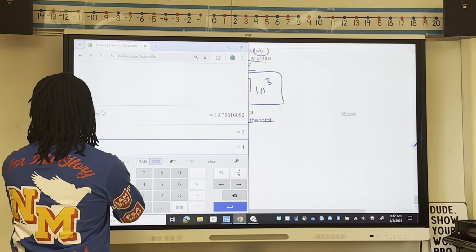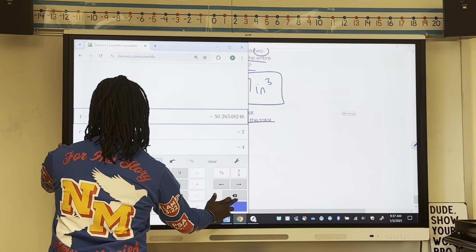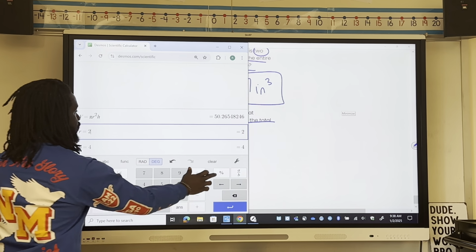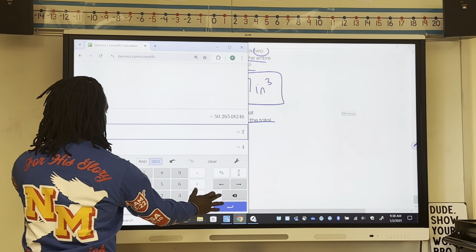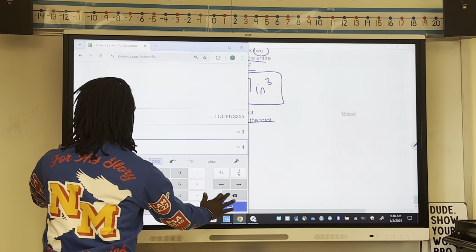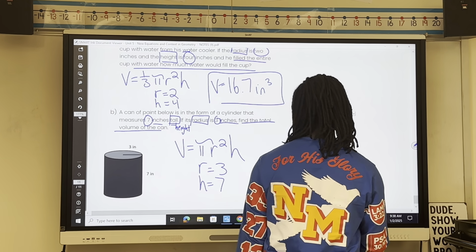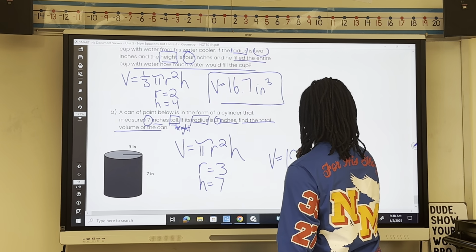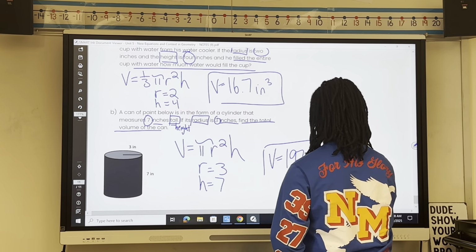Tell Desmos. So for the cylinder, I got to get rid of the 1/3. Again, the radius was 3. Height is 7. And so 197.9 inches cubed is the volume.